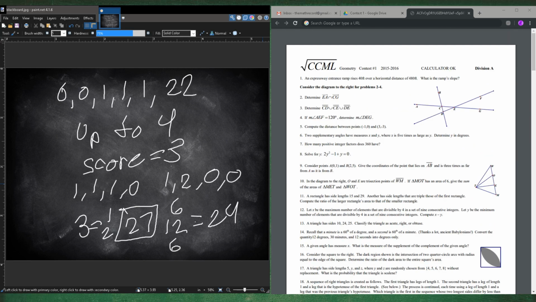So that was the CCML Geometry Contest 1 2015-2016 Division A, which is Calculator OK because it's Contest 1.